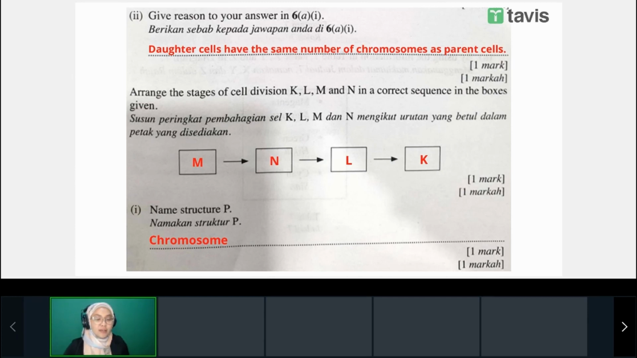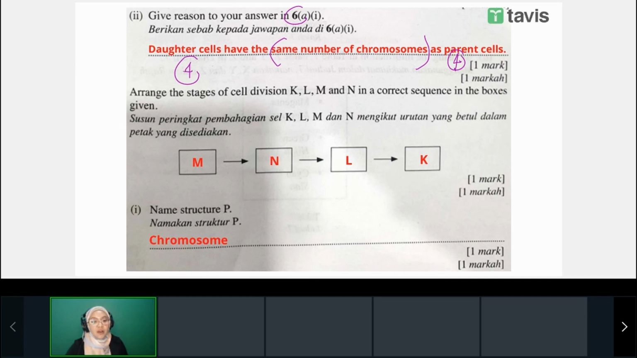Okay, let's see the next question. Give a reason for your answer. I told you the reason already. The daughter cell has the same number of chromosomes as the parent. Just now, the daughter cell has four chromosomes and the parent cell also has four chromosomes. So that means it is mitosis.